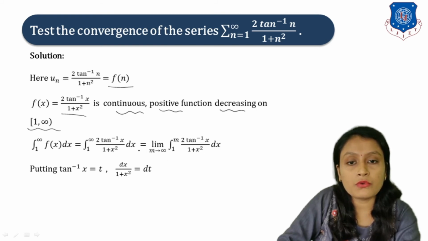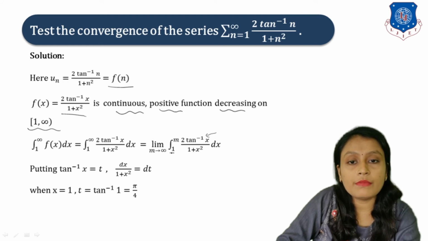Okay, now we will suppose this tan inverse x as t. Now take the derivative, so you will get the derivative of tan inverse x is 1 upon 1 plus x square into dx, which is equal to dt. Okay, now we are changing the variable, so we will change the limit also, right?